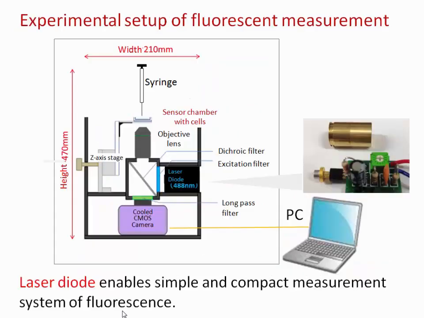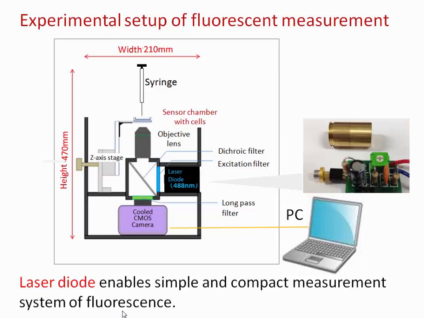And this is an experimental setup of fluorescence measurement. We developed our own system here. This is a laser diode, which illuminates at 488 nanometers. This is the setup of the laser diode, here is the circuit, and that one goes to here.